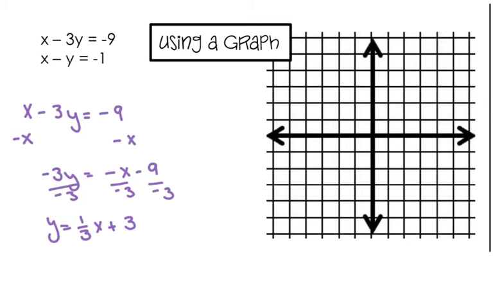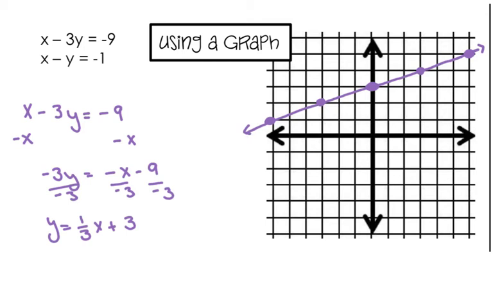So we're going to start by graphing 3 on my y-axis, and my slope is 1/3. So I'm going to go up 1 and over 3. And because this is a system, we want to make sure we are putting as many points on our graph as we can, so we can find that intersecting point.